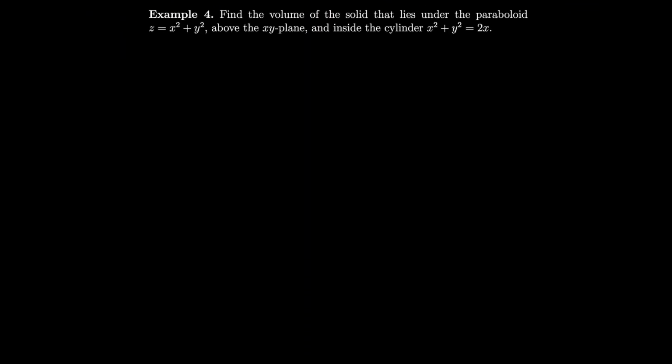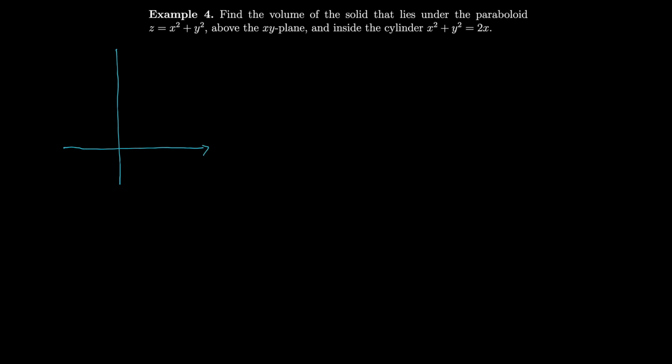Let's try finding the volume now of the solid that lies under the paraboloid z equals x squared plus y squared, above the xy plane, and inside the cylinder x squared plus y squared equals 2x. So how about we try drawing the region we're integrating over, and we'll also try drawing our solid so that we can actually try to see what this looks like.